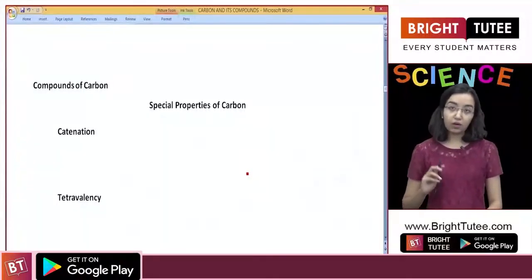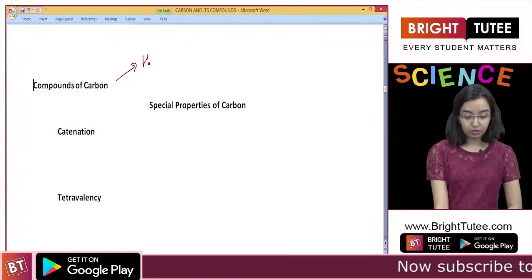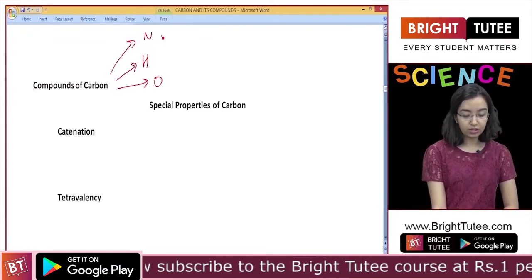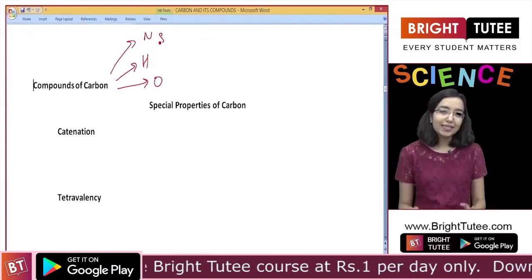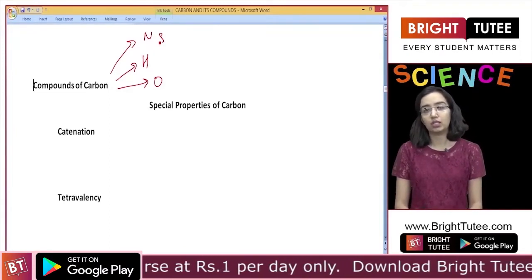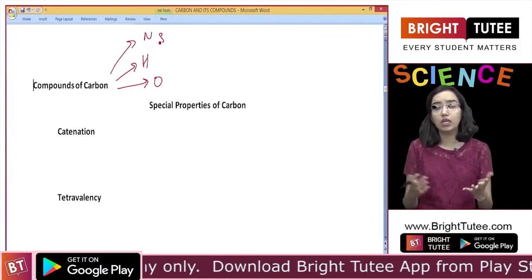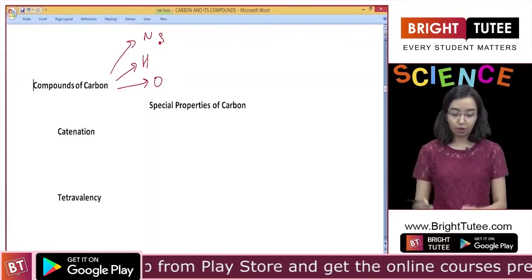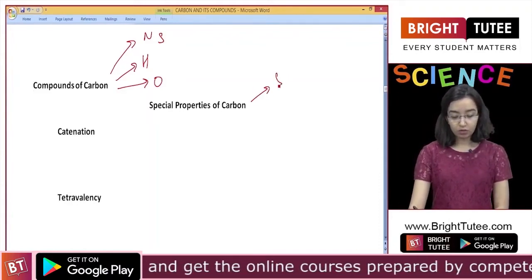Compounds of carbon. Now, carbon forms compounds with hydrogen. It can form compounds with oxygen. It can form compounds with nitrogen, sometimes even sulfur. So why is it that carbon can combine with so many things, and why is it that carbon is there in so many different forms around us? What makes it so special? What is that property which leads to carbon having so many compounds?